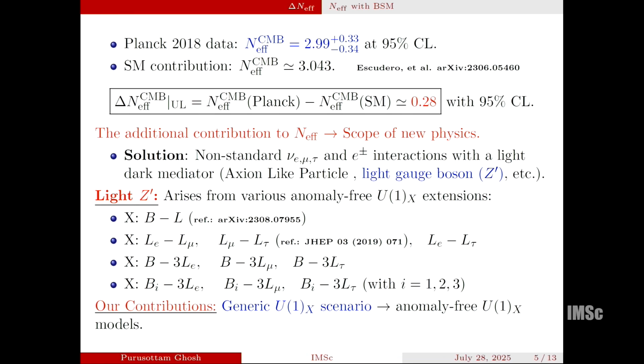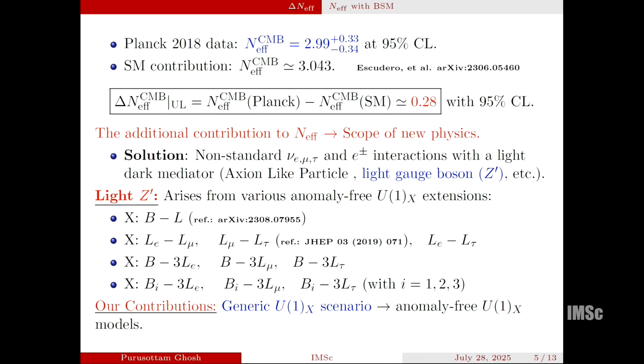So we have the Planck observation and the Standard Model prediction. It shows that there is an additional contribution to N effective, which is around 0.28, and that indicates the scope of new physics. Now the question is what kind of new physics can accommodate this additional N effective contribution. There are different approaches addressed in the literature. In this talk I will discuss the non-standard interaction of neutrinos and electron-positron with a light gauge boson.